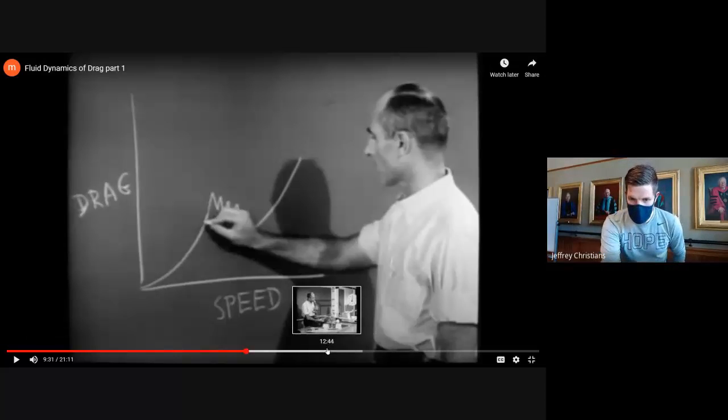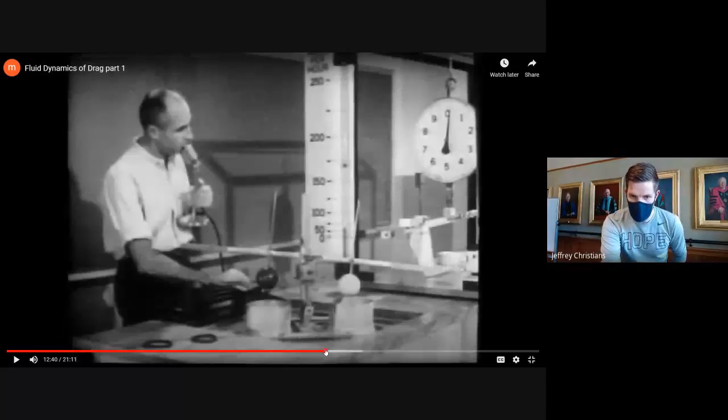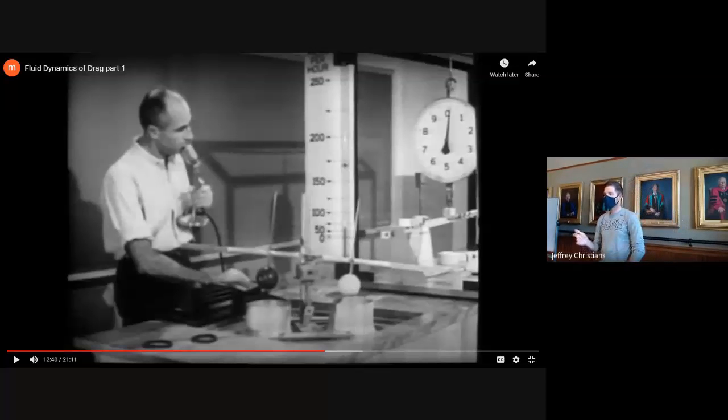The other experiment, experiment number 2 that we watched, remember this experiment? We had 2 balls. We had one that was smooth and one that was rough. At low speeds, the smooth ball won. The smooth ball had less drag. So why did that happen? Well, the smooth ball had less viscous drag because it has a smooth surface, so the flow goes over it and there's no surface roughness.